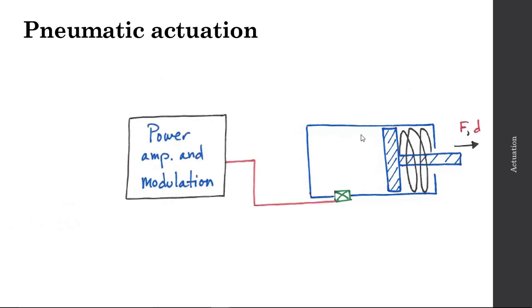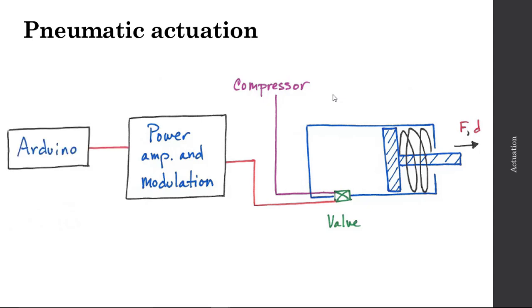In this setup, my power amplification and modulation electronics would ultimately be driving this valve. Now, since it's a pneumatic system, I'm going to have some reservoir of compressed air or some other compressed fluid, which I'll actually be able to send into this piston here by actuating this valve. So this compressor is the fluid equivalent, the pneumatic equivalent, of the power supply from the preceding slide with the electromagnetic actuator. And then ultimately we'd have something like an Arduino providing this control signal, which is ultimately responsible for actuating the valve. So maybe it's a solenoid or something like that.